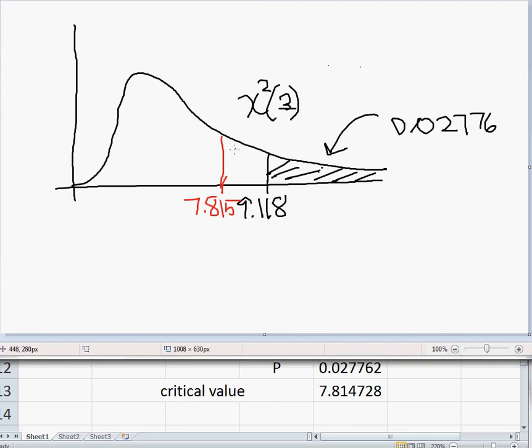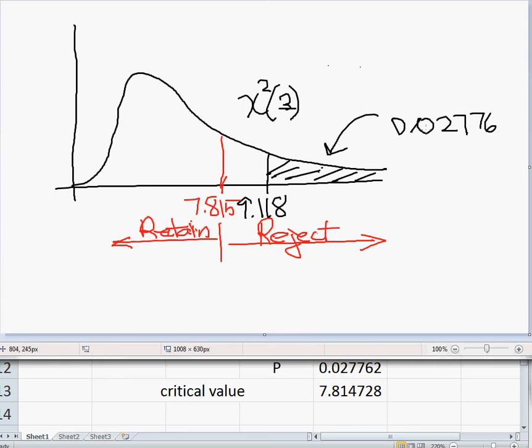So what this number means is that the area to the right of this red line is 5%. So if the value 9.118 falls to the right, which it does, I will end up rejecting, because the area that's been shaded is going to be less than 5%. On the other hand, for the sake of argument, if the test statistic fell to the left of 7.815, then the area would have been bigger than 5% and I would retain. So 9.118 is bigger than 7.815, so I reject the null hypothesis.